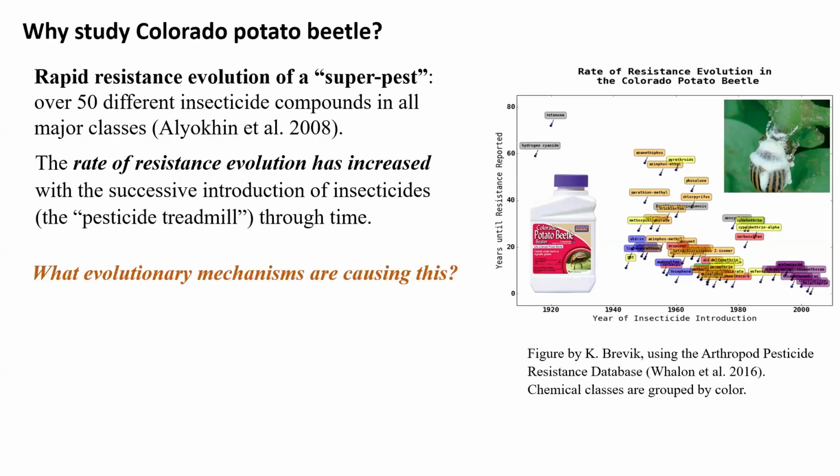But there are other reasons, and I told you about resistance evolution. The potato beetle is one of the most notorious pests in terms of resistance evolution. It's evolved resistance to over 50 different compounds, where those compounds are attacking the pest at different places in its nervous system or other parts of its body.